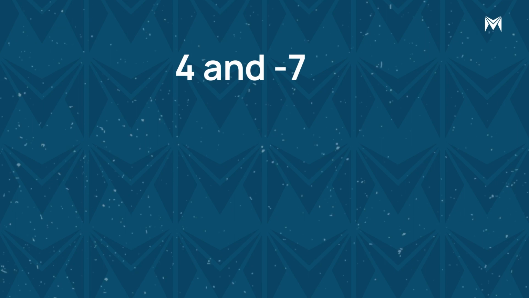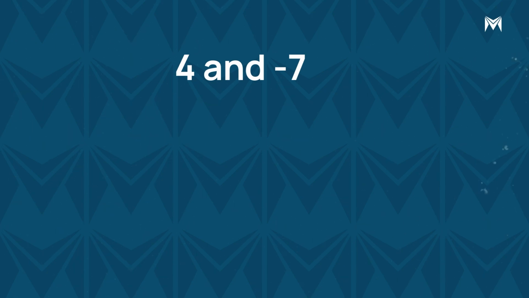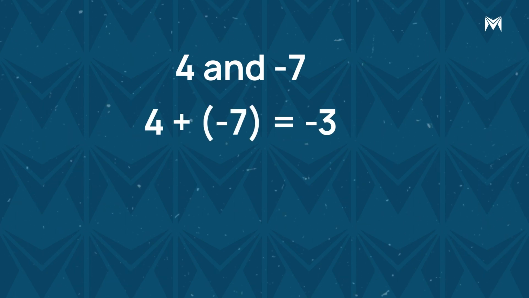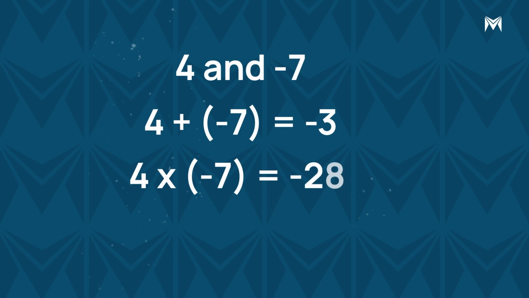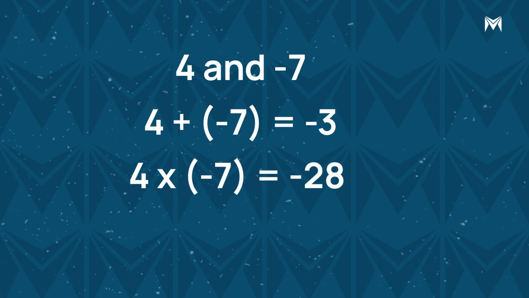To demonstrate this concept, let's take two real numbers, for example, 4 and -7. If we add these numbers, the result is -3, which is also a real number. Likewise, if we multiply these numbers, we get -28, which is also a real number.